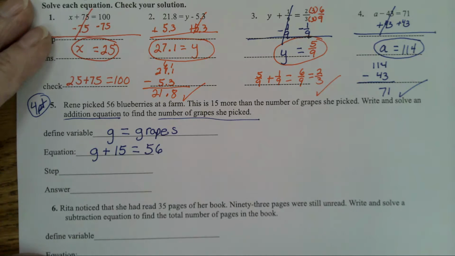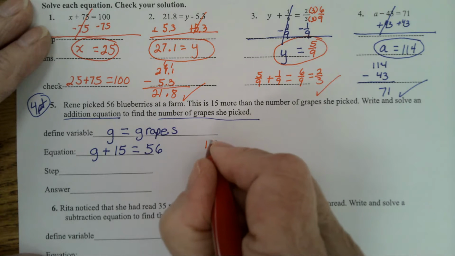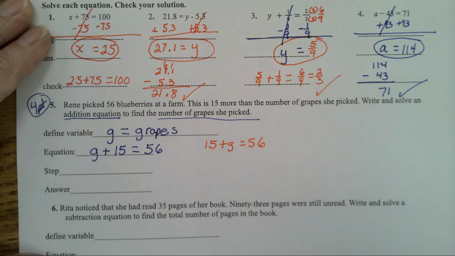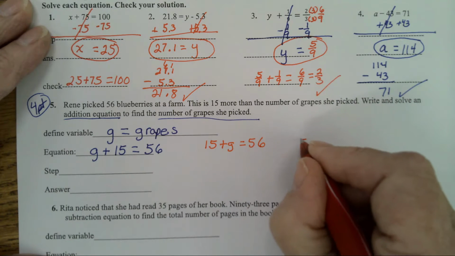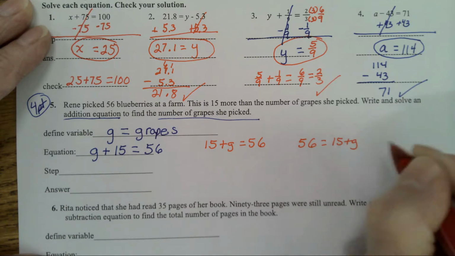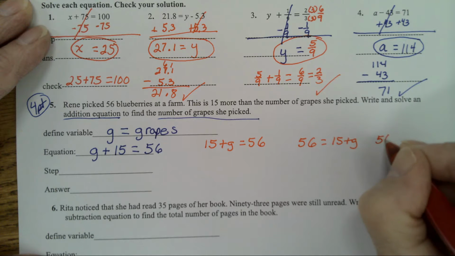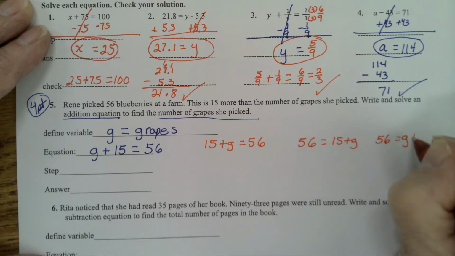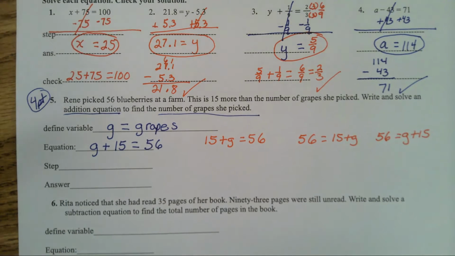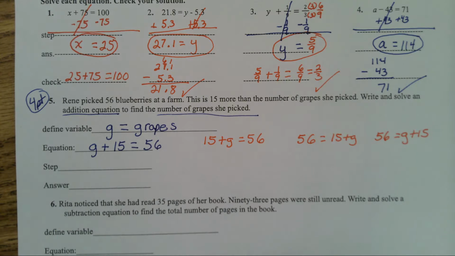You could have also said 15 plus G equals 56. That would be correct. You could have said 56 equals 15 plus G, or you could also say 56 equals G plus 15. There are 4 correct equations. You only have to give me one, all right? I'm not going to give you all the correct ones to write on the others, but I just want you to know there's more than one way to write an addition equation.